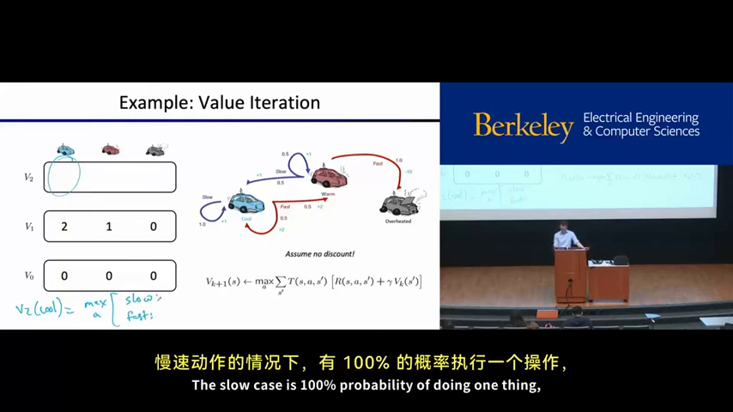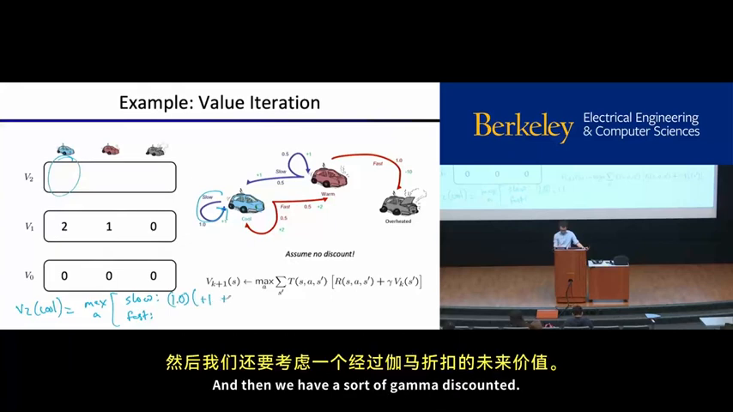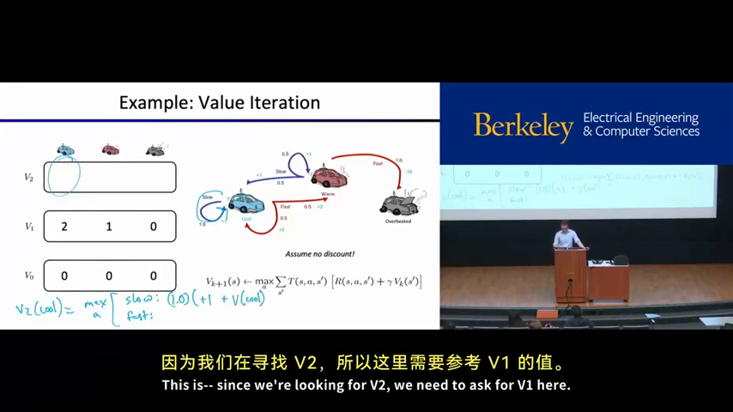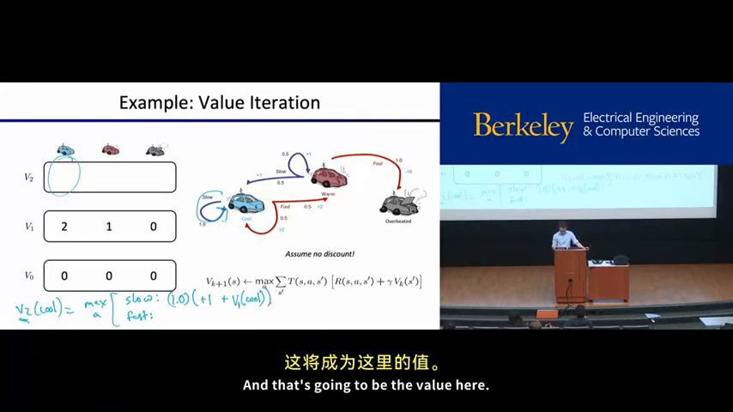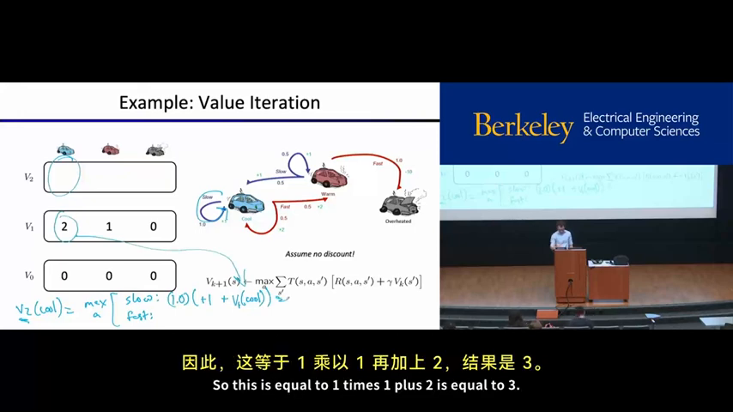The slow case is 100% probability of doing one thing, and that one thing is we get a plus 1, and then we have a gamma discounted, we can ignore gamma, of getting the V cool. But which V cool? Since we're looking for V2, we need to ask for V1 here, and that's going to be the value here. So we already have that. We can just look at our table, put this 2 in there. So this is equal to 1 times 1 plus 2 is equal to 3.